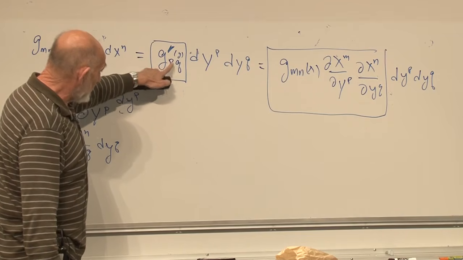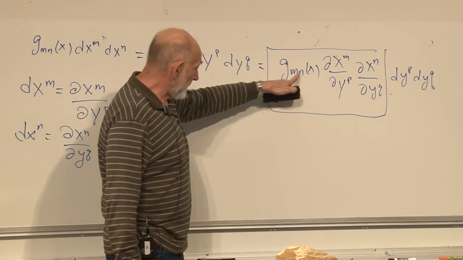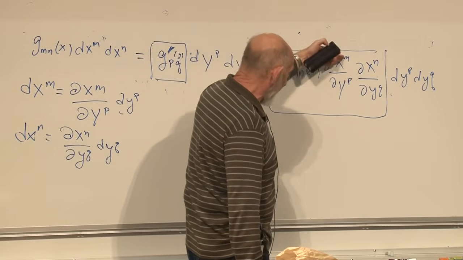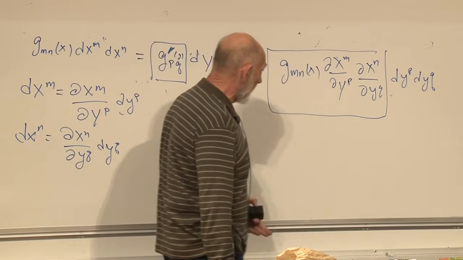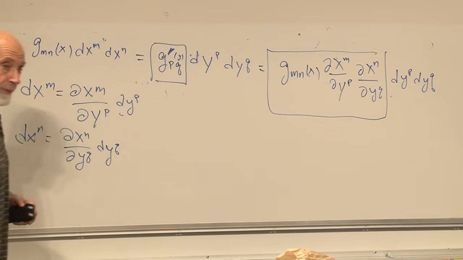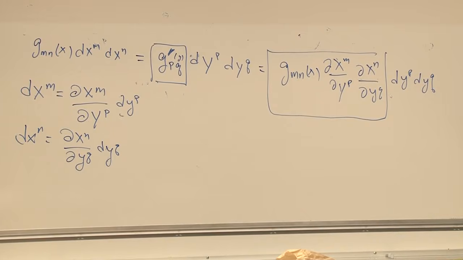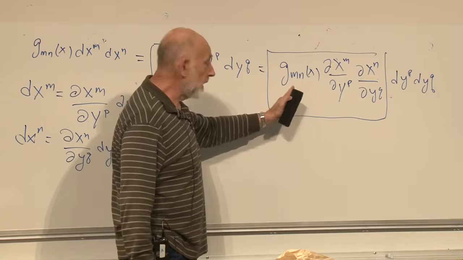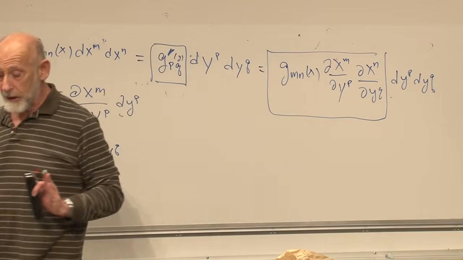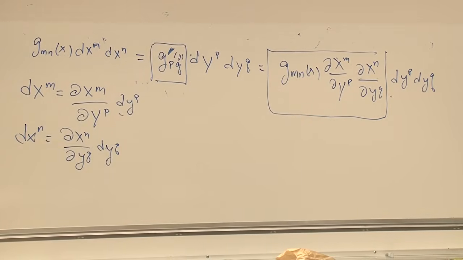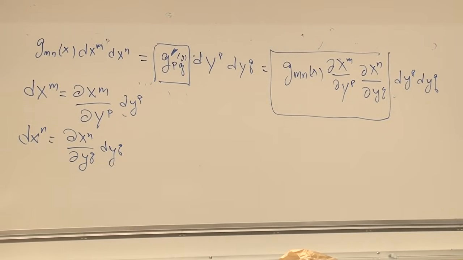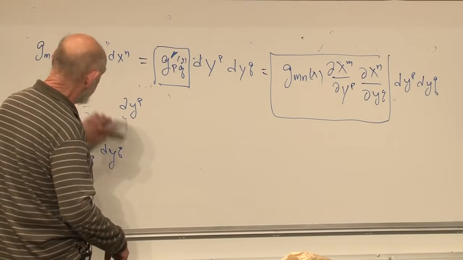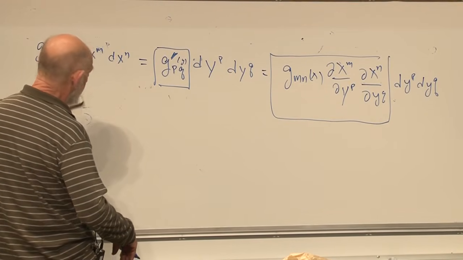The metric tensor in the primed frame is given by the metric tensor in the unprimed frame times our good old friends dx by dy times dx by dy. This is just exactly the transformation property of a tensor with two covariant indices. So we discover that the metric tensor is indeed really a tensor. That's the first fact about the metric tensor. It really is a tensor. It transforms as a tensor.